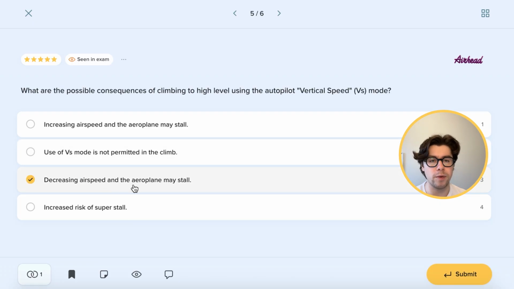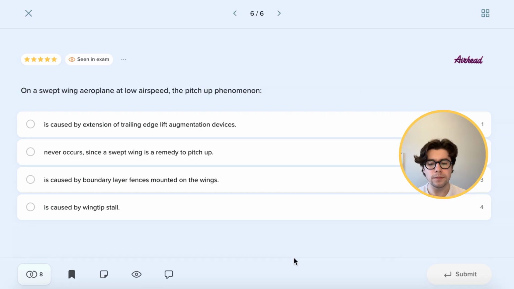As we said before, as we get higher and our aircraft drops the airspeed and the thrust from the engines is also lower, now the system will try to pitch up to maintain the vertical speed, decelerating our aircraft even more. And now for the last question about the swept wing aerodynamics at low speed, and the pitch-up phenomenon.